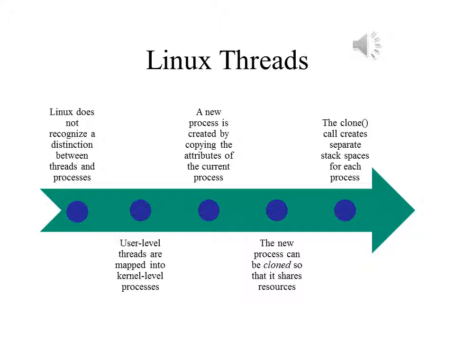A new process is created in Linux by copying the attributes of the current process. A new process can be cloned so that it shares resources such as files, signal handlers, and virtual memory. When the two processes share the same virtual memory, they function as threads within a single process. However, no separate type of data structure is defined for a thread.